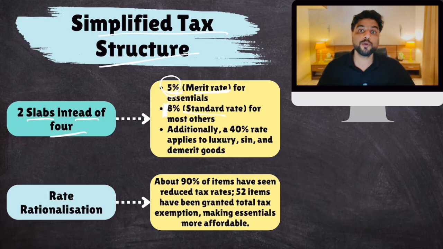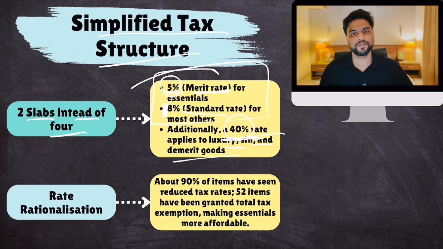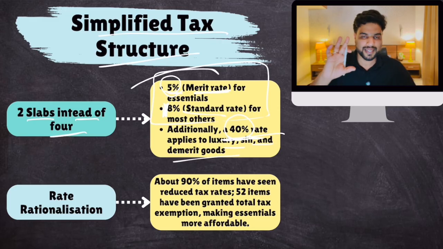But if we are talking about sin goods, goods that are bad for consumption, like cigarettes or addictive substances, or goods that are luxury, well, an additional 40% rate. Luxury goods would have to pay a lot of taxes. Okay, additional 40% rate applies to luxury, sin, and demerit goods. But generally, for all the other goods, there are 2 slabs only. Okay, so now complications have reduced.